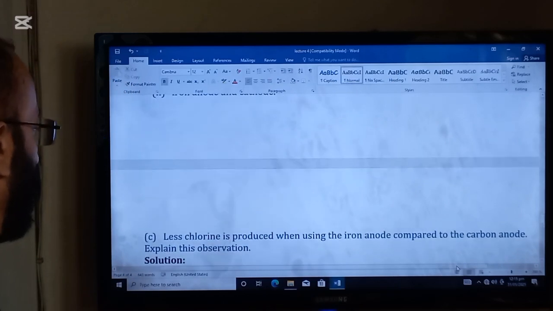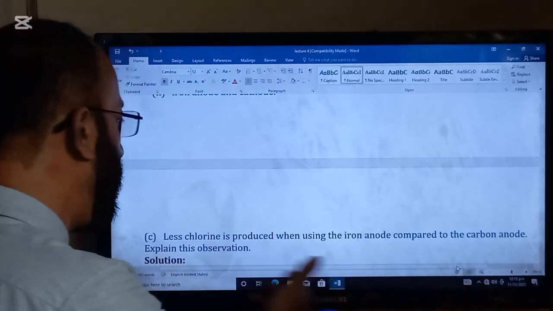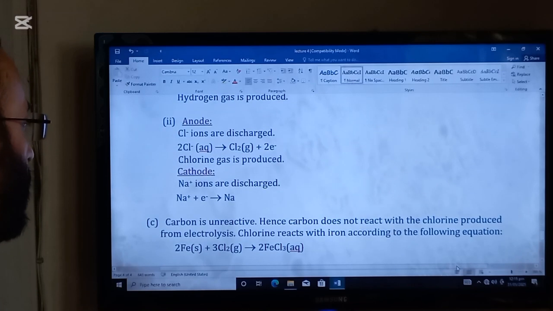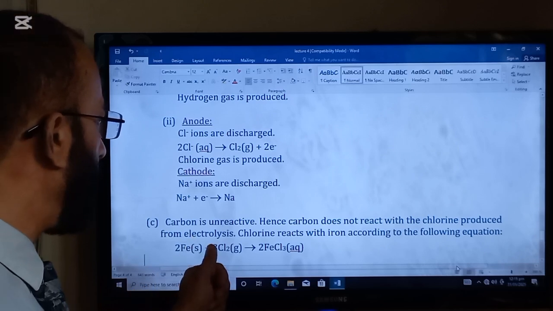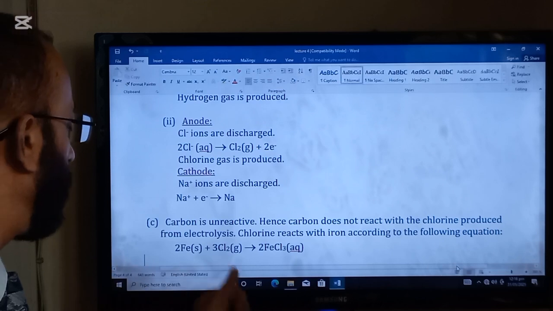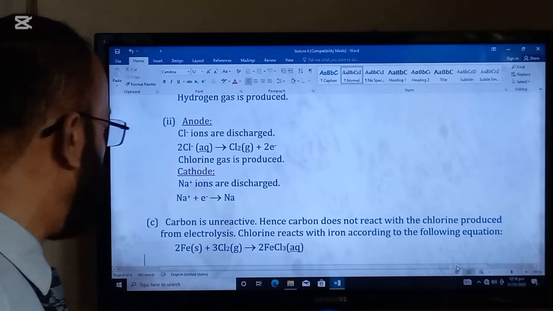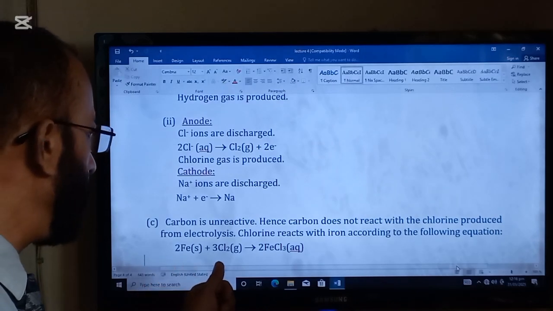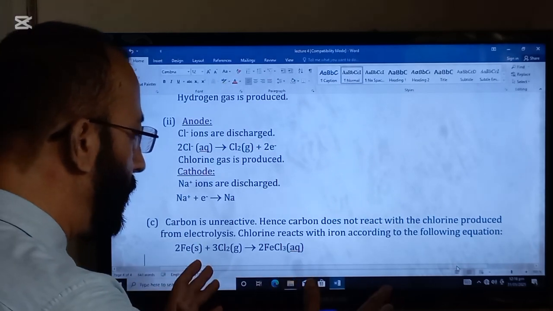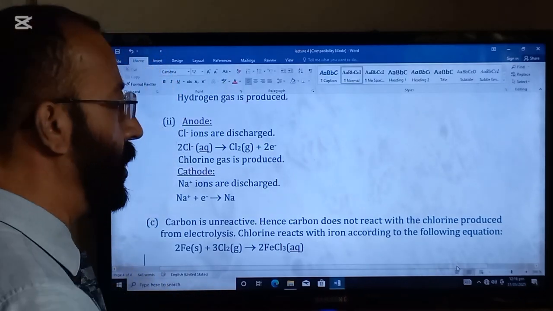And C part is, less chlorine is produced when using the iron anode compared to the carbon anode. Explain the observation. So here is the explanation. Carbon is unreactive. Hence, carbon does not react with the chlorine produced from electrolysis. Chlorine reacts with iron according to the following equation: 2Fe plus 3Cl2 forms 2FeCl3. So this is the reason in one reaction more chlorine is produced and in the second less chlorine is produced.